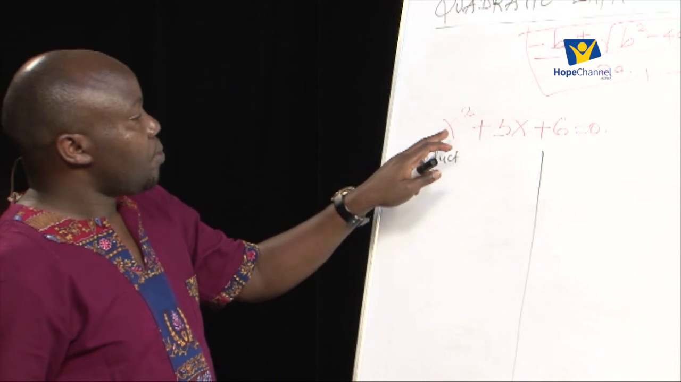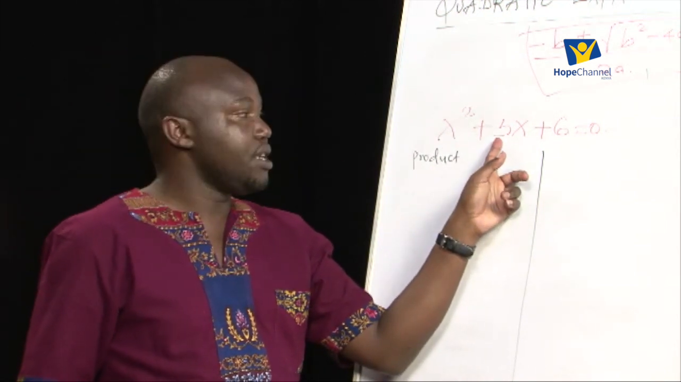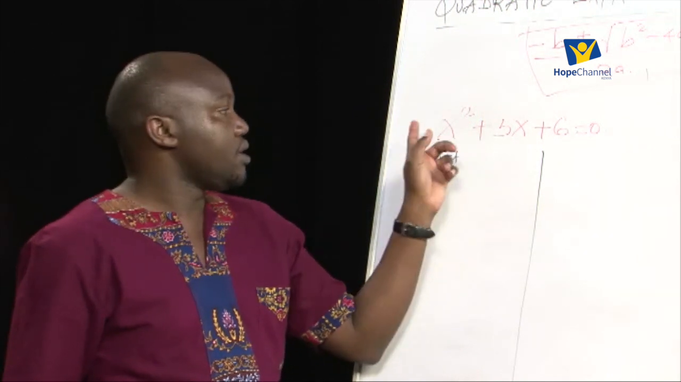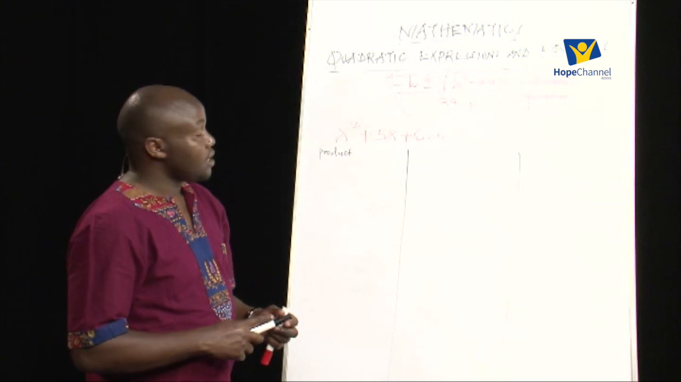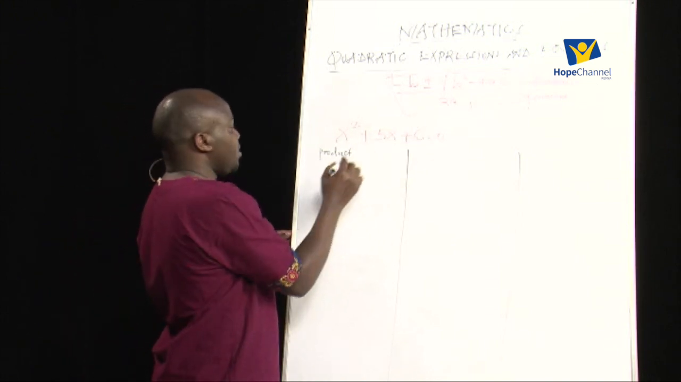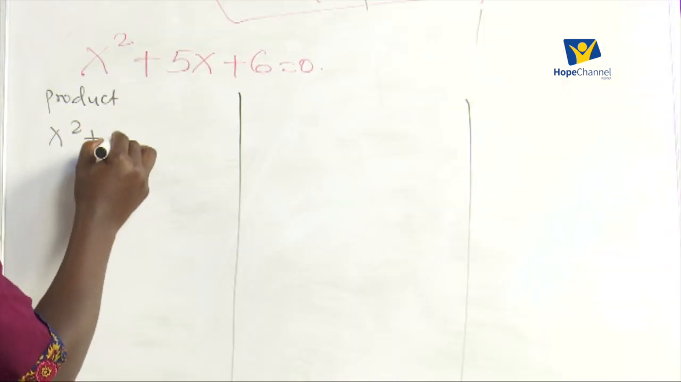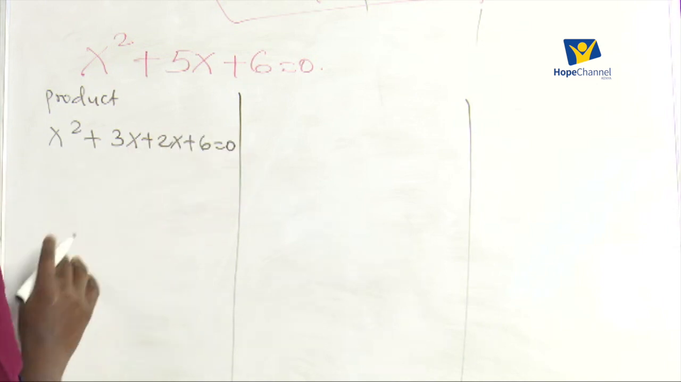Now, product sum rule: we said you look for two numbers. When you add, you get positive 5, which is b. When you multiply, you get ac, which is 1 times 6, which is 6. Which numbers are those? 3 and 2. Correct. So 3 plus 2 is 5, and 3 times 2 is 6. I'm going to have x squared plus 3x plus 2x plus 6 is equal to 0.